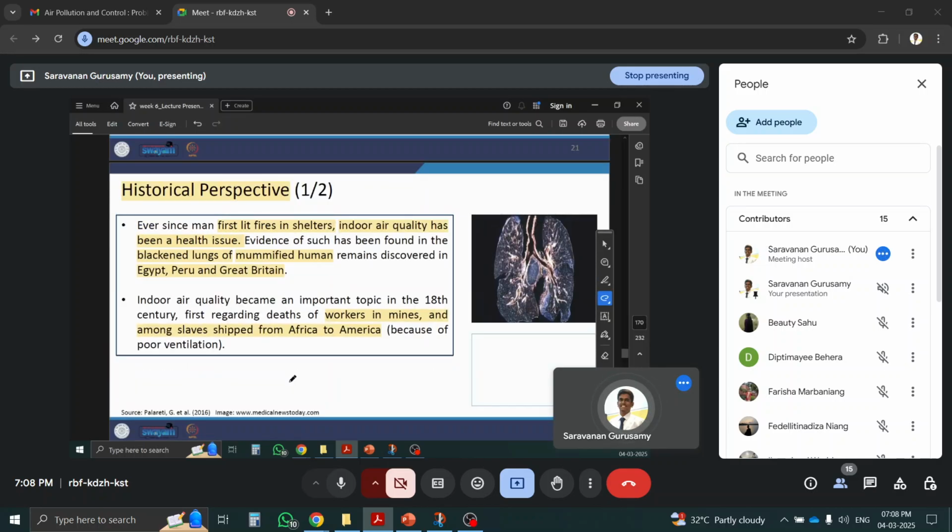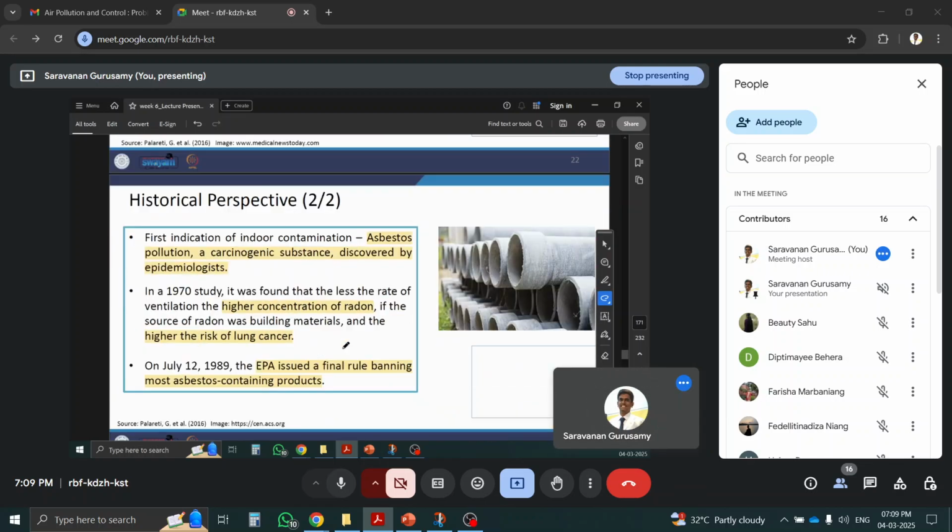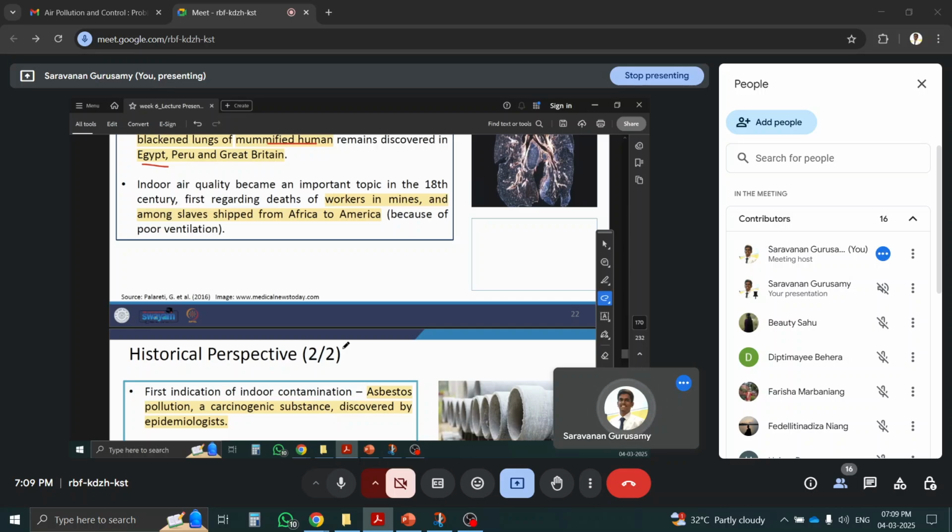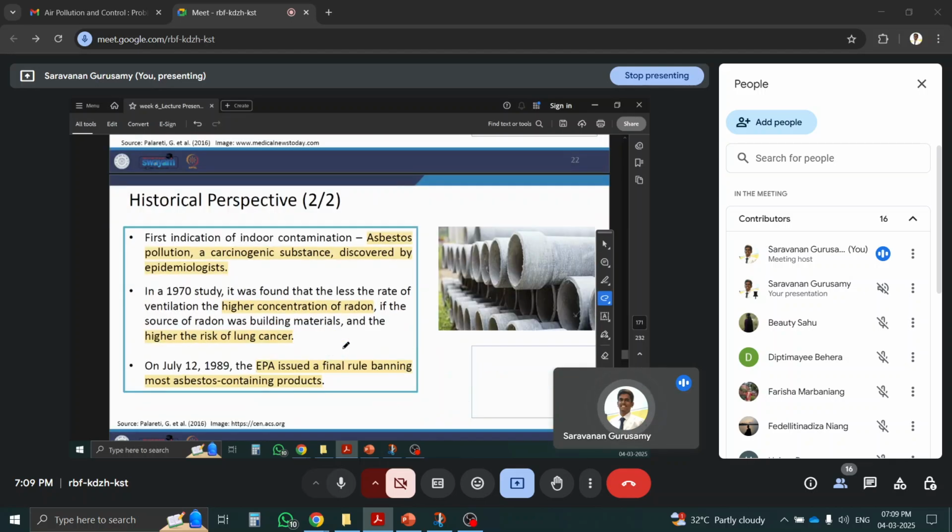So the historical perspective, we have discussed in the first slide itself. In mummified humans taken from Egypt, they found the lungs were blackened due to the coal particles present in their lungs. That may be due to the burning of coal or firewood during ancient times. And in mining activity, they saw lots of deaths happening due to poor industrial activity, or poor ambient conditions maintained for the occupation.